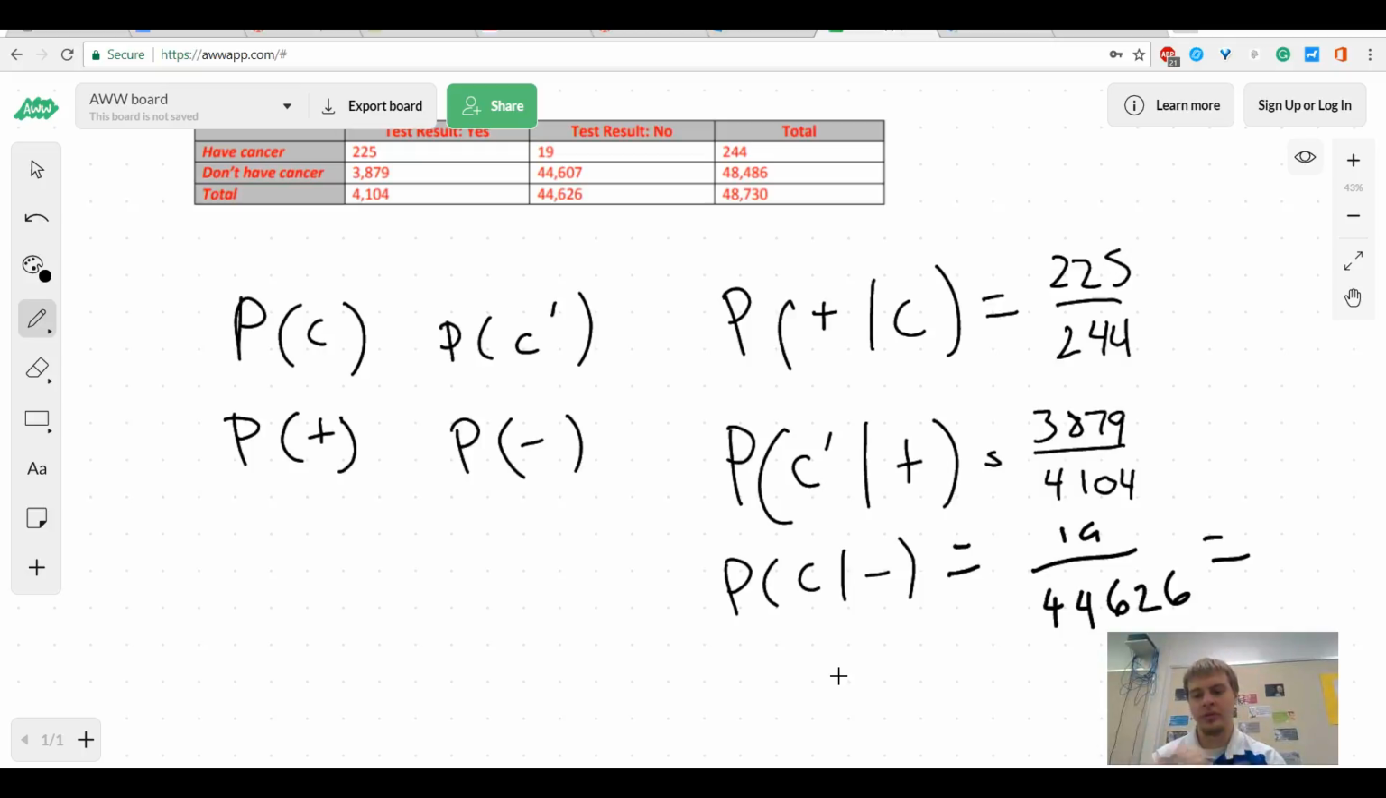So just make sure, when you're doing these events, the given is now your total on the bottom, and this is the actual chance of winning.